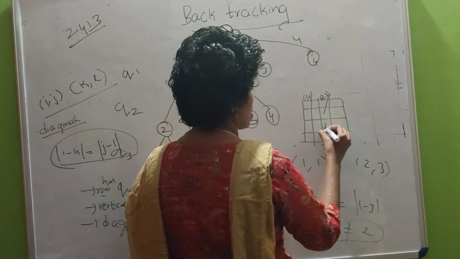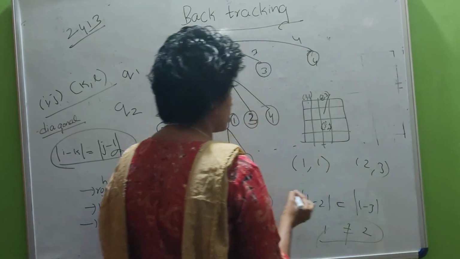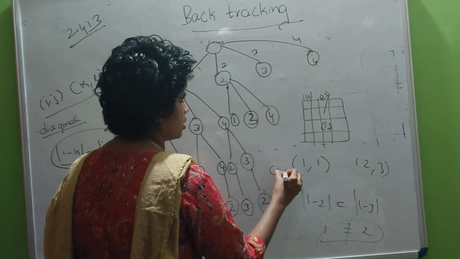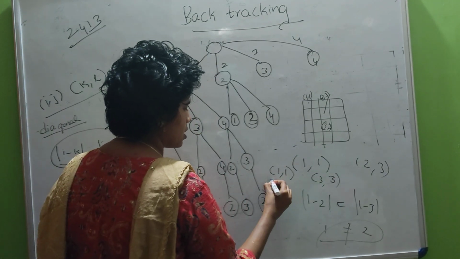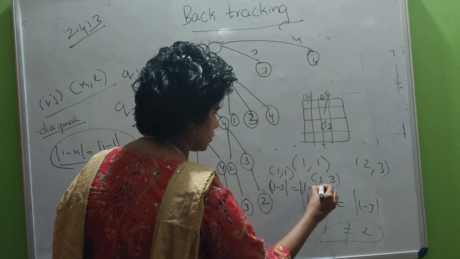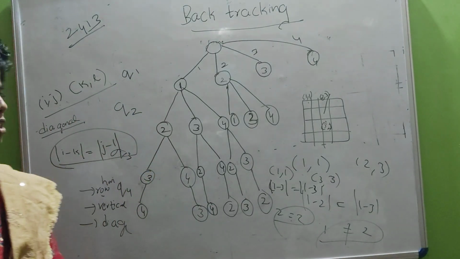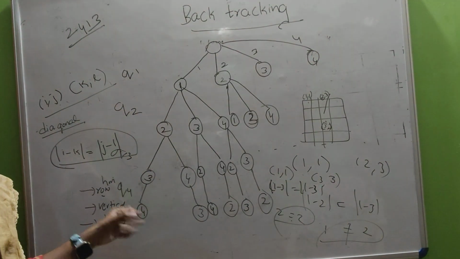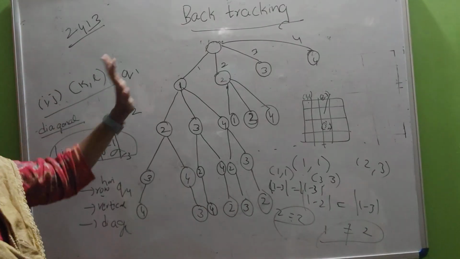Suppose it is 3, 3, this one, and this is 1, 1. How will you find out? 1 minus 3 is equal to 1 minus 3, that is 2 is equal to 2. So the positions are diagonal positions. This is the way to find out the diagonal position. This is about the n queens problem in backtracking.